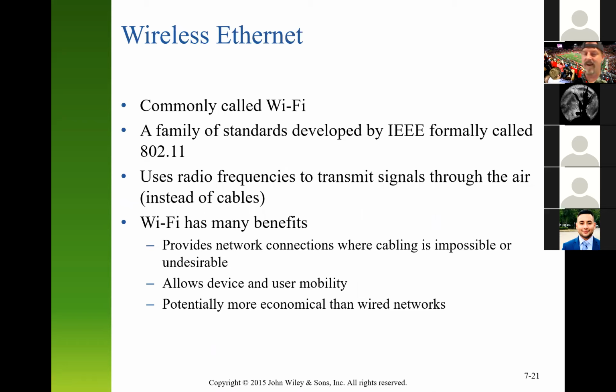802.11. Wi-Fi uses radio frequencies, has many benefits. And bear in mind there are pros and cons to Wi-Fi. The pros: provides network connections to where cabling is impossible or inconvenient or not necessary or expensive. Cabling, one of the most expensive things you can do is to retro install cabling in a building.